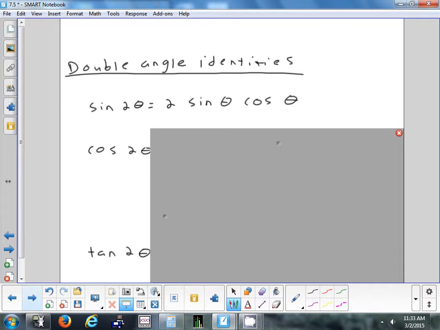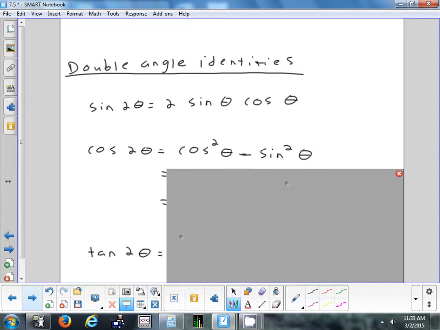Okay, so for sine 2 theta, it's the same as 2 sine cosine. That one's nice because you only have one choice. When you have cosine of a double angle, 2 theta, you have 3 choices. You could write it that way. It's cosine squared minus sine squared.